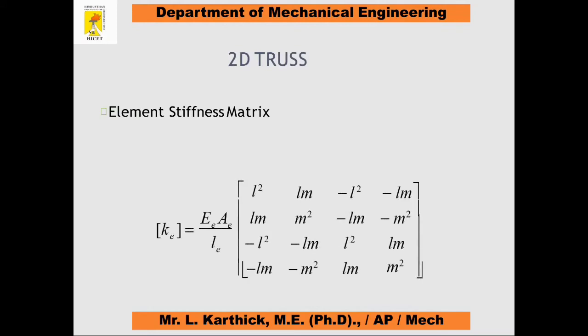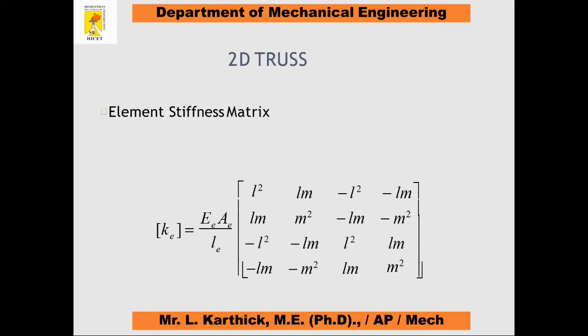By adding element 1 and element 2, we will get this term, the stiffness matrix KE equal to E, Young's modulus, area by length of the element, within the bracket: L square, LM, minus L square, minus LM; LM, M square, minus LM, minus M square; minus L square, LM, minus LM, L square, LM; then minus LM, minus M square, LM, M square. So with the help of this given stiffness matrix term, since we know that L equals cos theta, M equals sin theta, whenever theta is given, we just apply the theta value in that equation, and finally we will get the numerical solution.